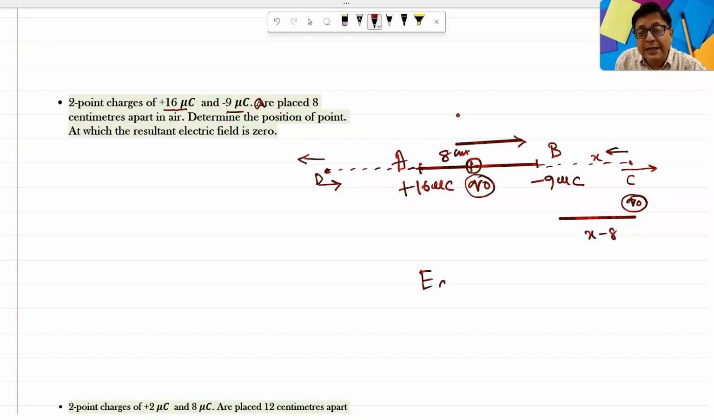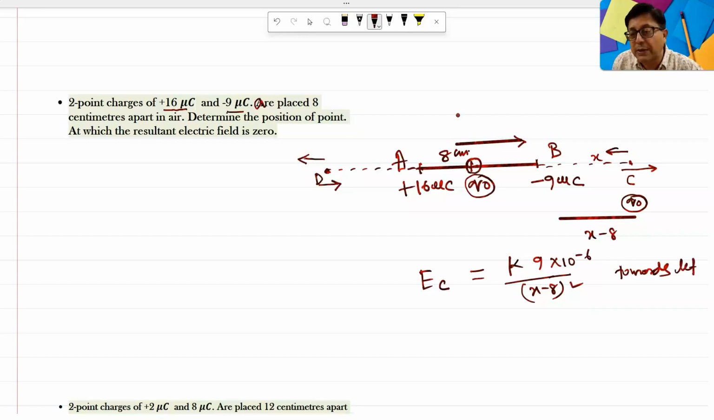So electric field at C due to -9 coulomb will be what? Kq by x square. 9 into 10 to the power -6 by the distance we are taking in terms of centimeter. No problem. We are just keeping unit accordingly. So it is Kq by, from this 9, the distance is x minus 8 whole square. In what direction? This 1 coulomb will experience force towards left. So this electric field EC is directed towards left.